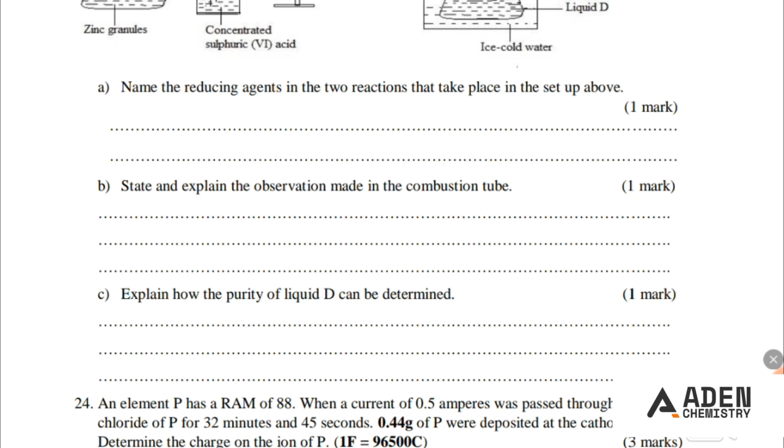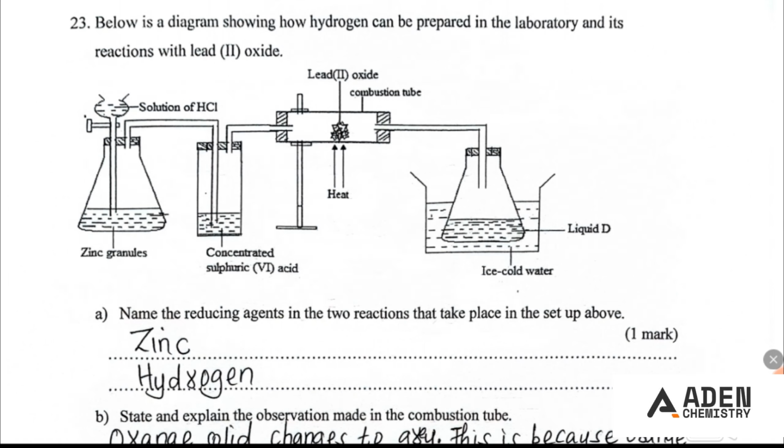So part C, we are to explain how the purity of liquid D can be determined. Remember, we said liquid D is water. So how can the purity of water be determined? By first of all heating it until it boils. Then pure water boils at 100 degrees Celsius at sea level. Those are the answers for question number 23. Answers, part A, we have zinc and also hydrogen.